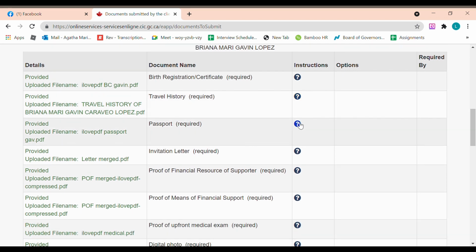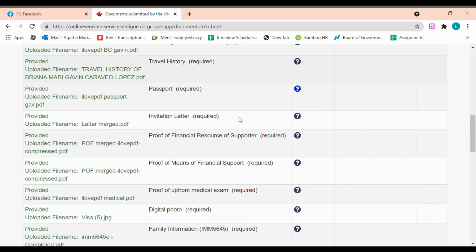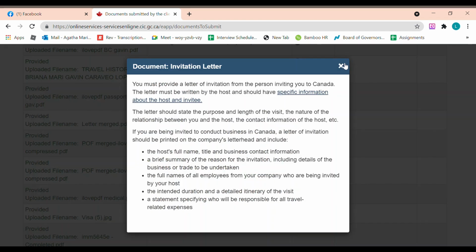Okay, and then passport is required. So for passport, you need to provide the bio page and any markings in the passport. So it's basically like what you've submitted in the travel history as well. And invitation letter, this is the letter that we have submitted.